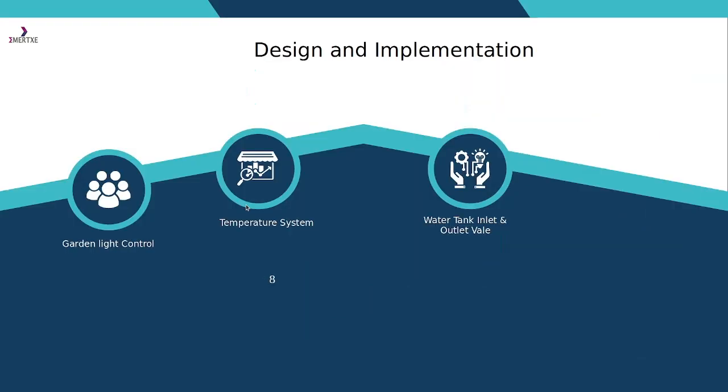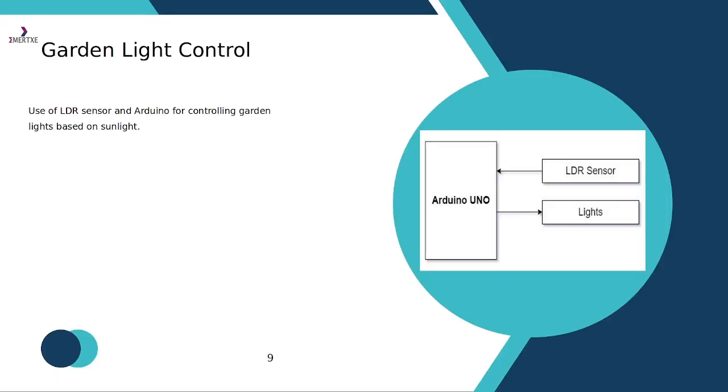So with the design and implementation, we started with the first project, which is garden light control. From there we moved to the temperature system, and then the water tank inlet and outlet valve. We combined all these projects to form the IoT based home automation system. So let's talk about the garden light.